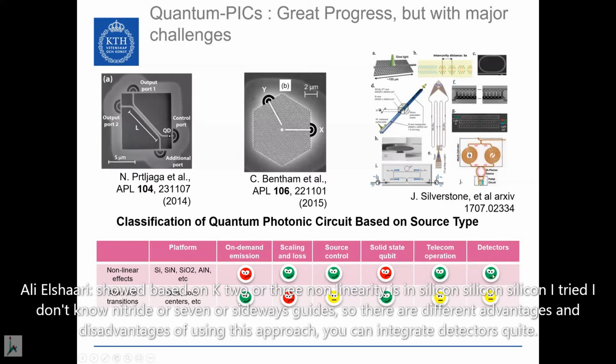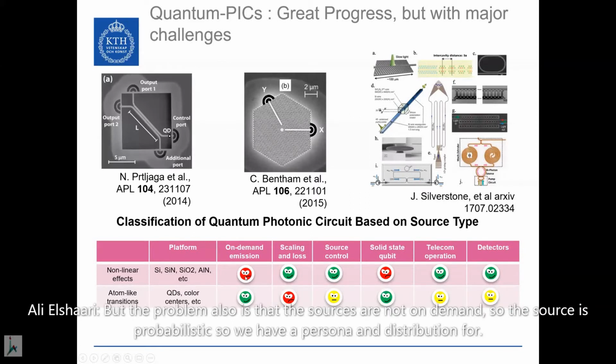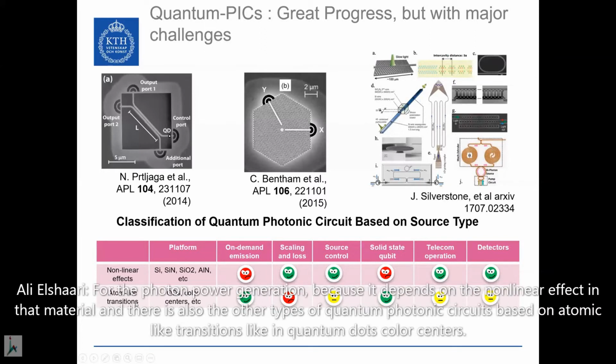You can integrate detectors quite efficiently. You can operate at telecom wavelength. You don't have access to solid state qubits, so you can use other approaches like, for example, the fiber loops that Mark used. But the problem also is that the sources are not on demand. So the source is probabilistic. So we have a Poissonian distribution for the photon pair generation because it depends on the nonlinear effect in that material.